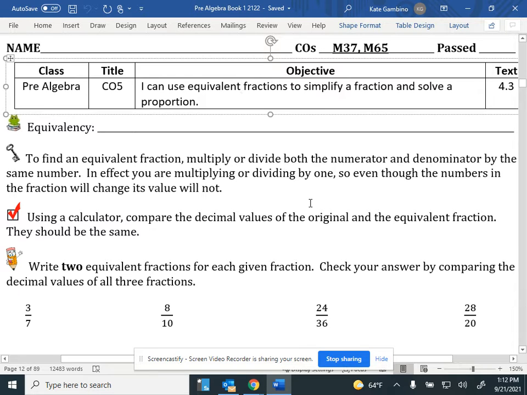Okay, today we are working on CO5. I can use equivalent fractions to simplify a fraction and solve a proportion. So the first thing we want to look at is what is equivalency. Equivalency is having the same value. So if things are equivalent, they have the same value.